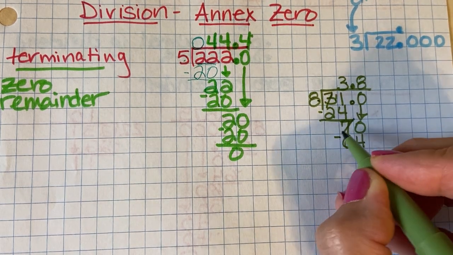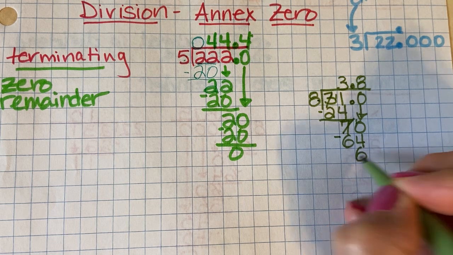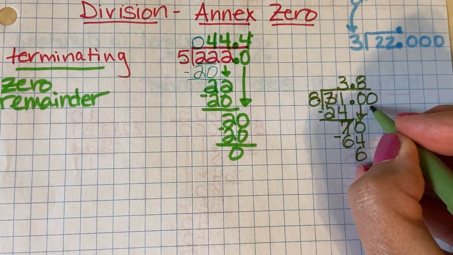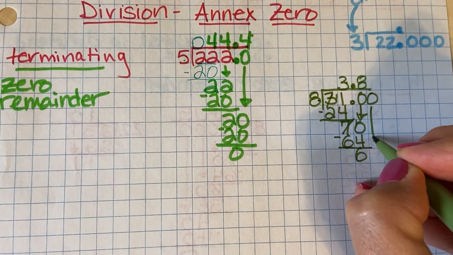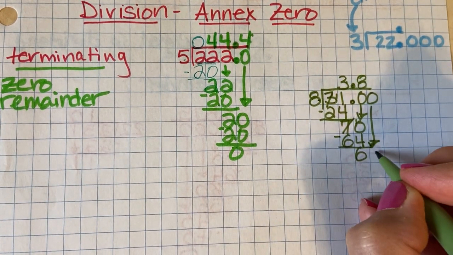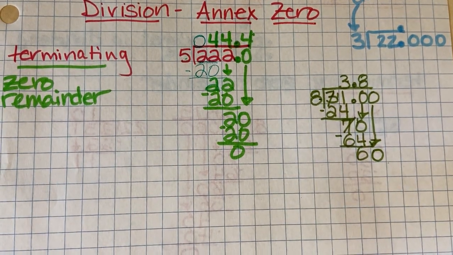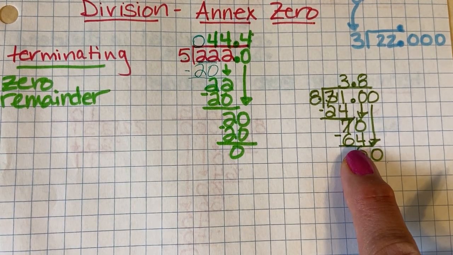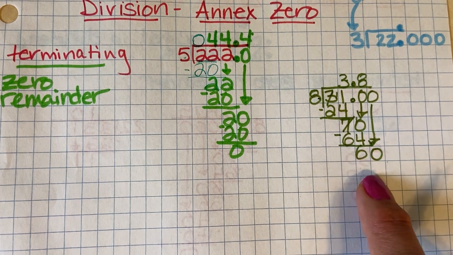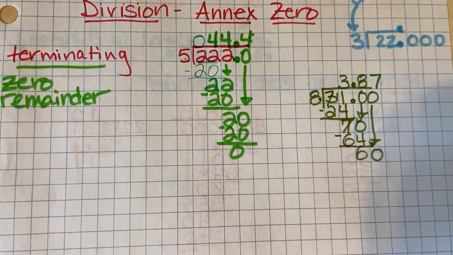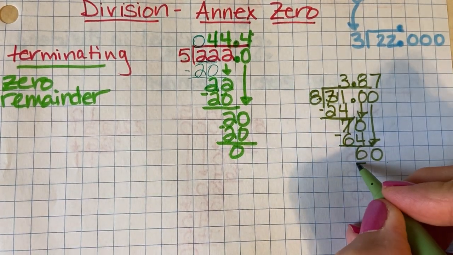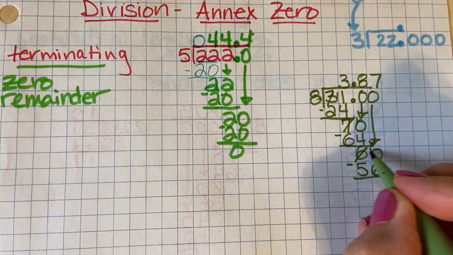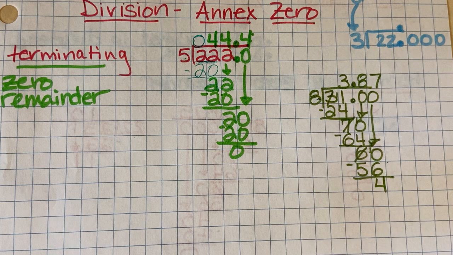Again, I'm going to subtract. I get a 6 remainder. Still have a remainder, so I'm going to keep adding my zeros. All right, I'm going to go all over again. How many 8s would fit into 60? Well, we just did 8 times 8 was 64, which is a little too high, so I'm going to go with 7. 7 times 8 is 56. I'm going to subtract that. And I get a 4 remainder.